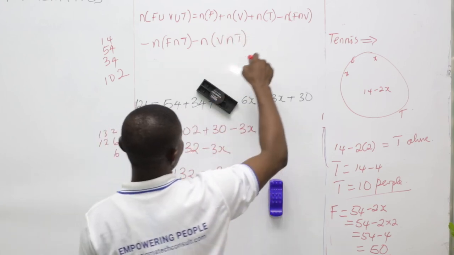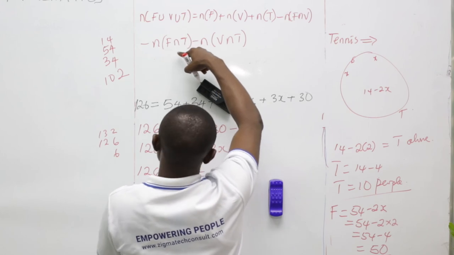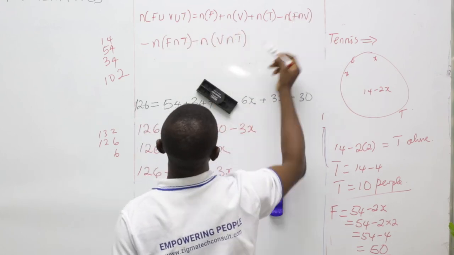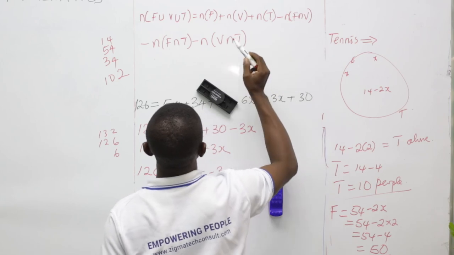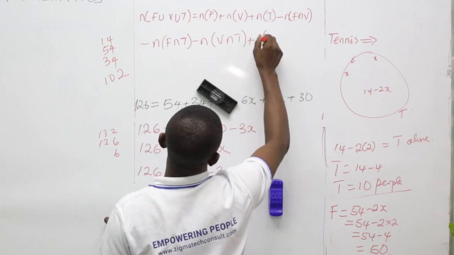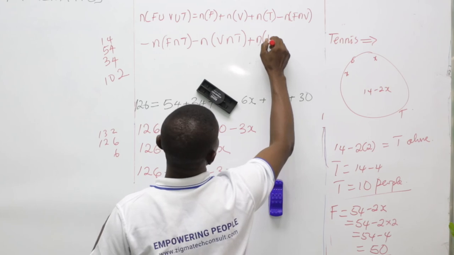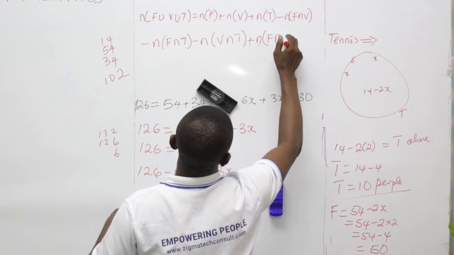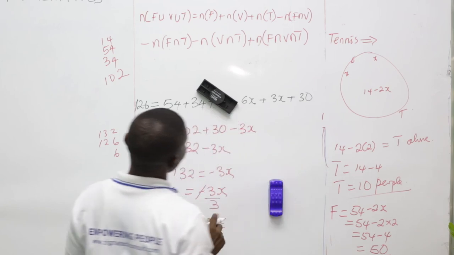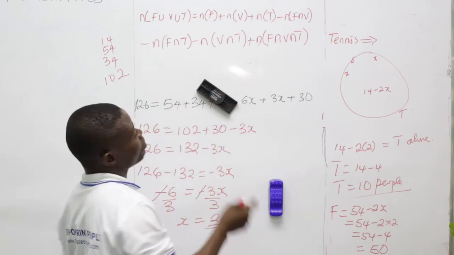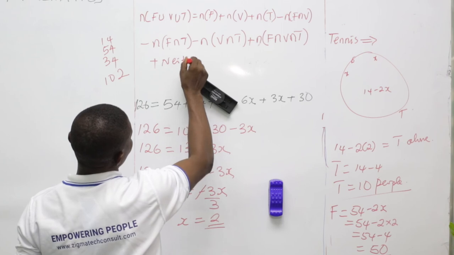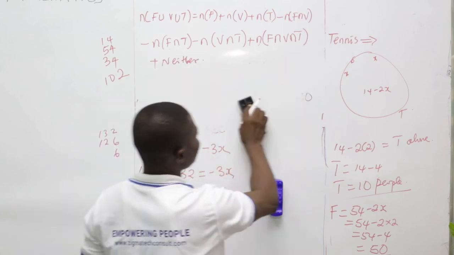Make sure that all the games appear. How many times does the F appear? 1, 2. Volleyball, 1, 2. Tennis ball, 1, 2. So plus number of people who like all the games, meaning football intersection volleyball intersection tennis ball. If you have neither, like we have 24 there, you now say plus who neither. So that will give us the solution to this question.